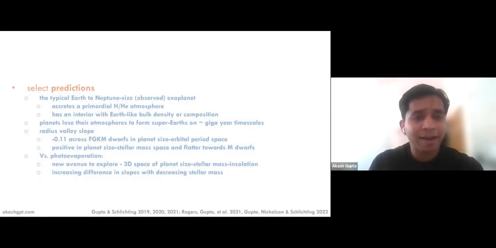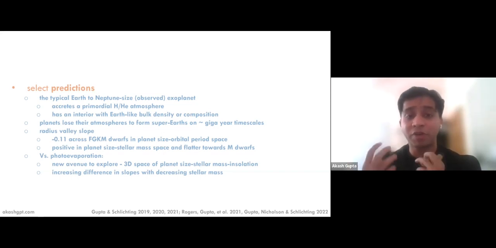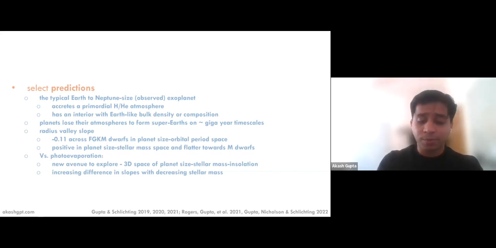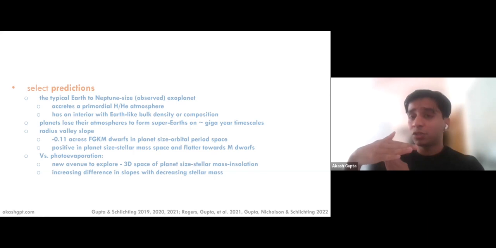And finally, I also shared with you a number of new avenues to explore the differences between core-powered mass loss and photoevaporation. For instance, one could be to explore the radius valley in this three-dimensional space of planet size, stellar mass and insolation flux. Another could be to explore the radius valley around M dwarfs, something I did not talk about. But exploring the radius valley around M dwarfs can be very powerful, because as you go towards these lower stellar masses, the predictions of the two theories start to diverge.